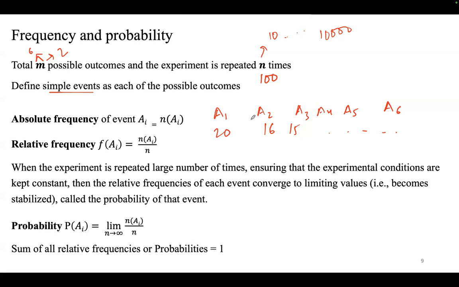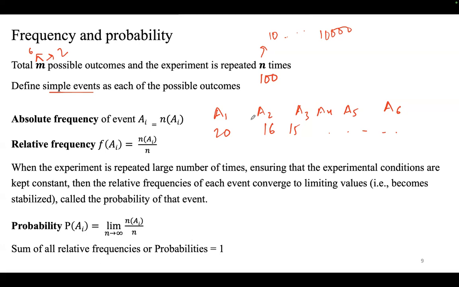For a coin which is unbiased, it's going to be 50-50. For a dice which is unbiased, it's going to be 16.67% for each of the faces.